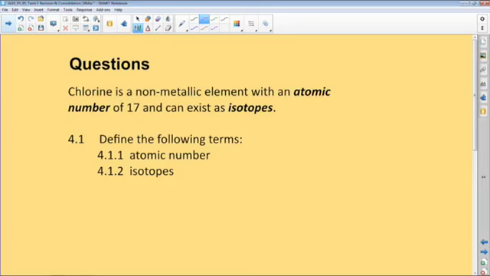Now, let's look at a different aspect. It says here, chlorine is a non-metallic element with an atomic number, it's bold, atomic number, a key concept, of 17, right? Then it can exist as isotopes, right? Isotopes is another terminology which we interacted with, right?